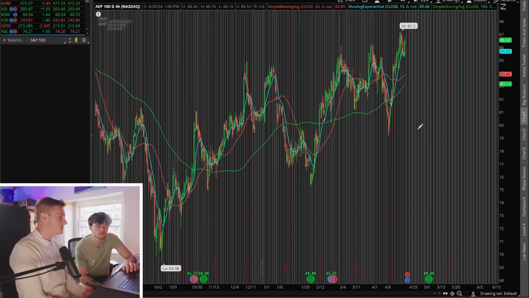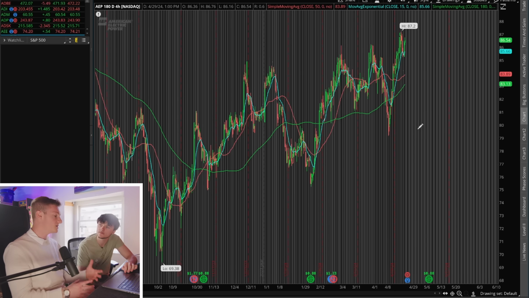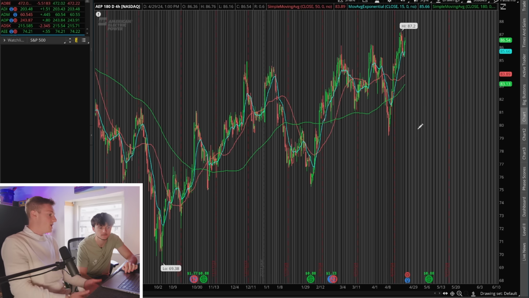Based off where the overall market is, however the market is trading, that is going to be well reflected in what we see within these individual stocks. So if all these individual stocks we're looking at are very choppy, more than likely the overall market has been too. Make sense? So let's keep going here.